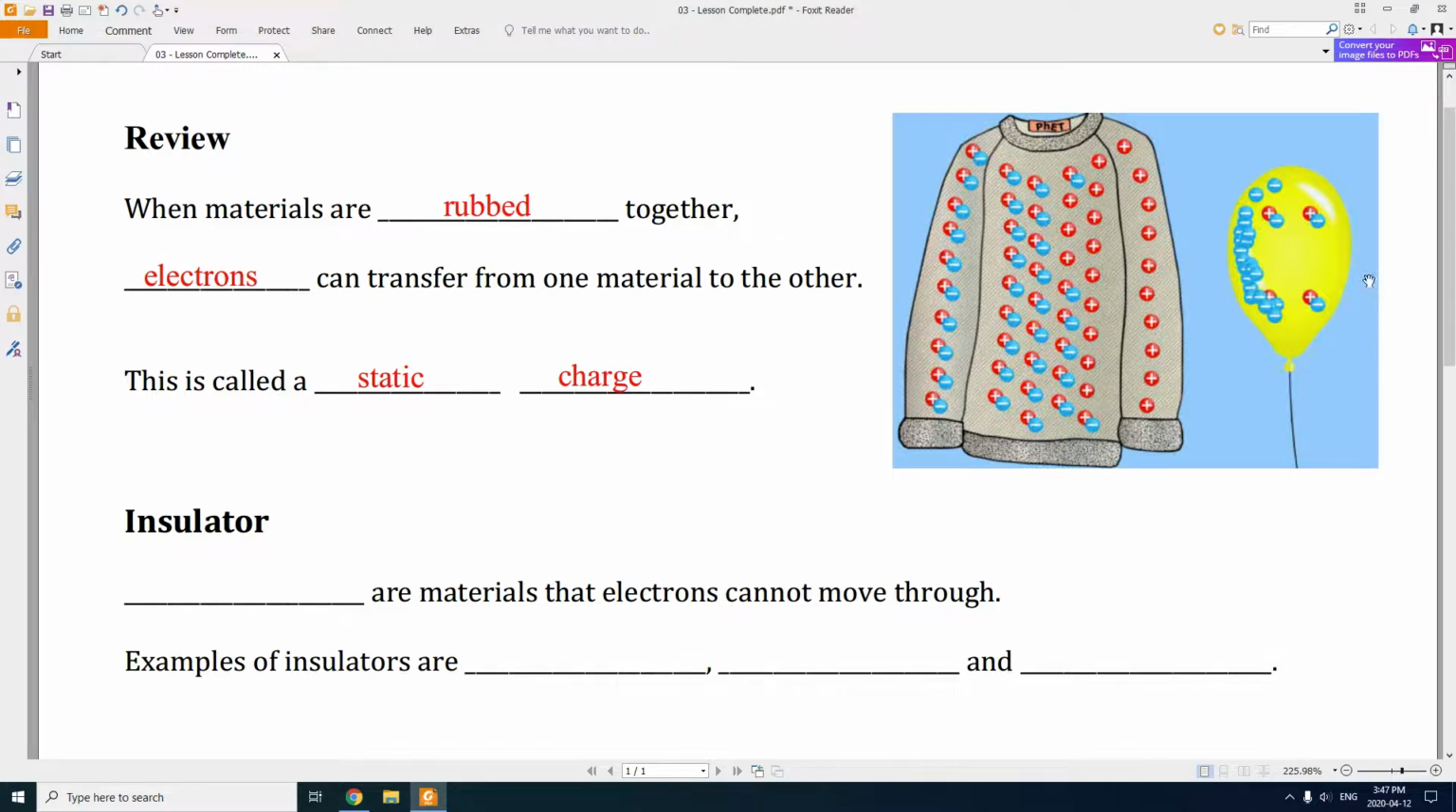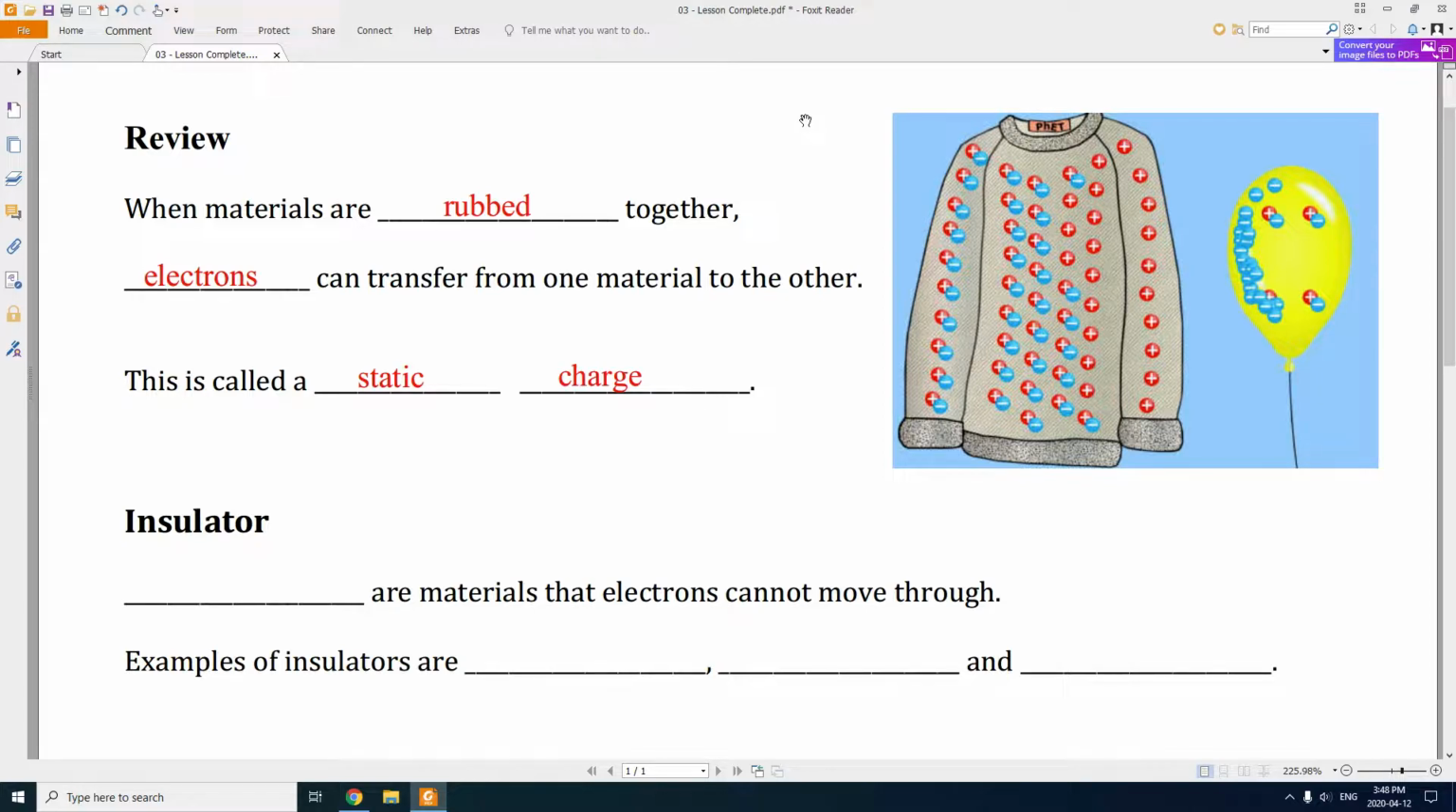All right. And we also looked at, how do you tell which one is going to become negative or positive? And we found out that you can use that electrostatic series, that list. So we looked up rubber, we looked up wool, and we noticed that rubber had a stronger hold on electrons, so it became the negative. The wool had a weaker hold on electrons, so it became positive.